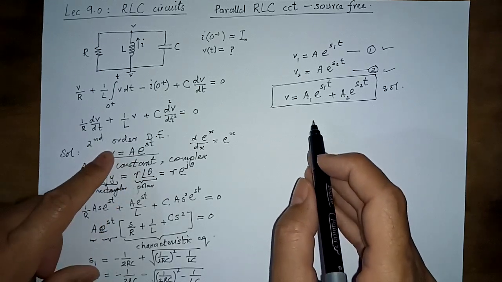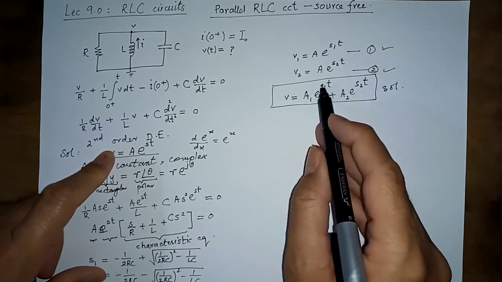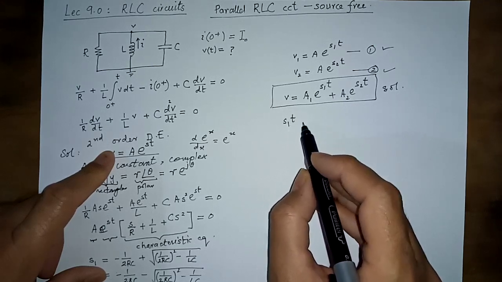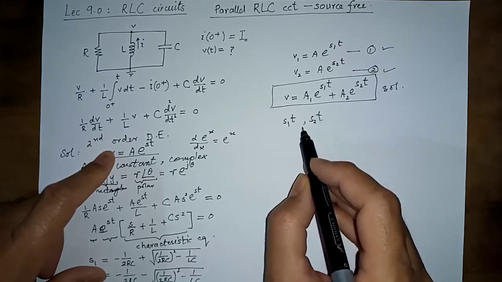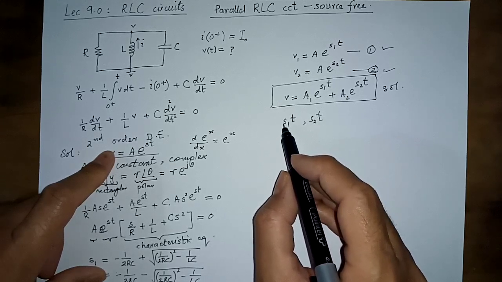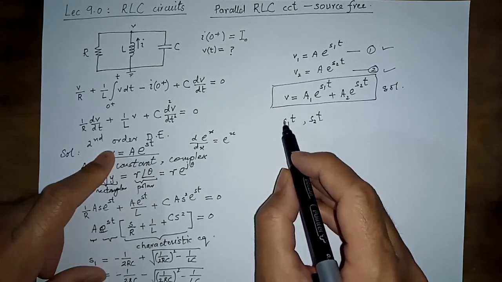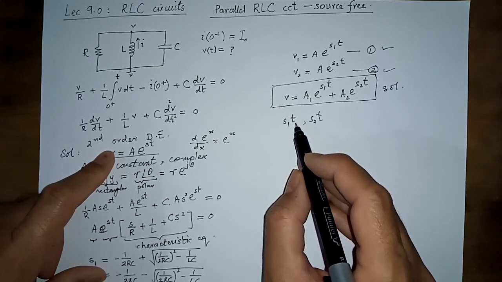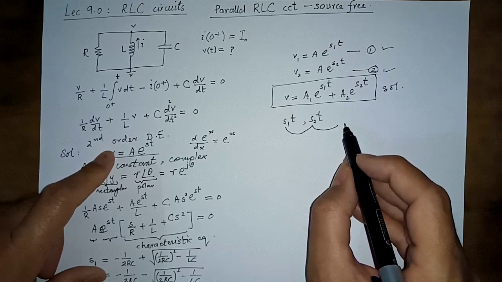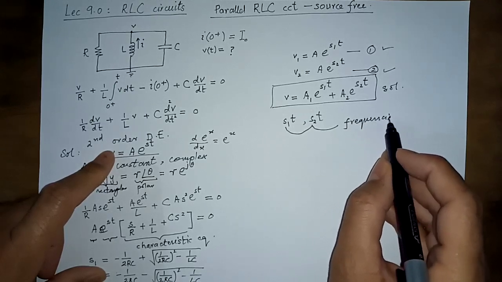Now, there are a few observations here. We know that the exponent of something in equations must be dimensionless. So S1t must be dimensionless, S2t must be dimensionless. We know the dimensions of t are seconds. So the dimension of S1 must be 1 over second, because 1 over second into second is a dimensionless quantity. So it means that S1 and S2 are going to be termed as frequencies because of their dimension.